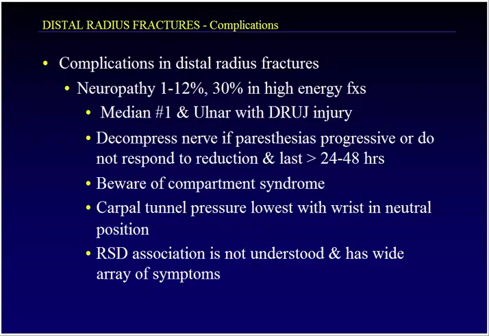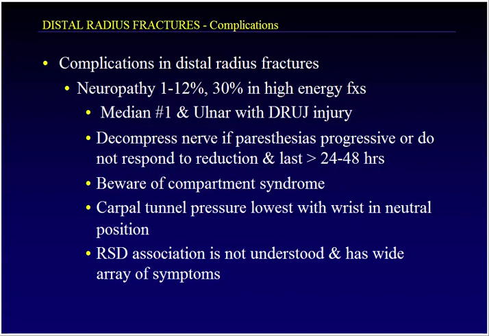Complications in distal radius fractures include neuropathy, anywhere from 1 to 12%. However, if you have a high-energy fracture, that incidence can be as high as 30%. The most commonly injured nerve is the median nerve, of course. You can also get an ulnar nerve injury with concomitant damage to the distal radial ulnar joint.